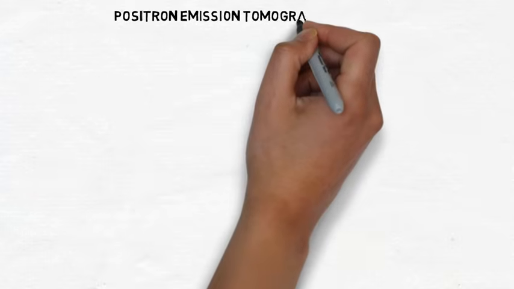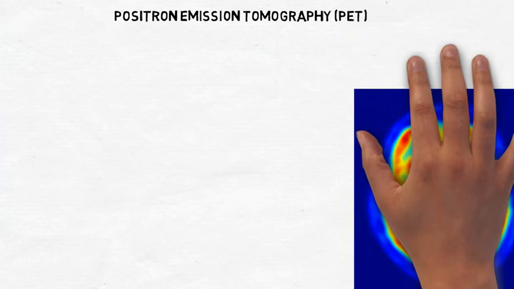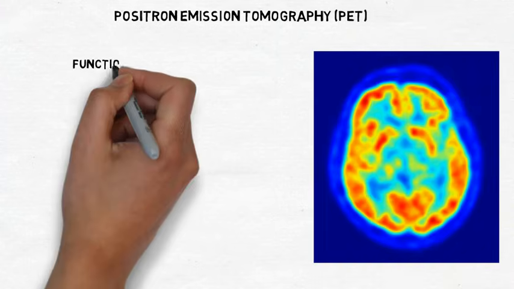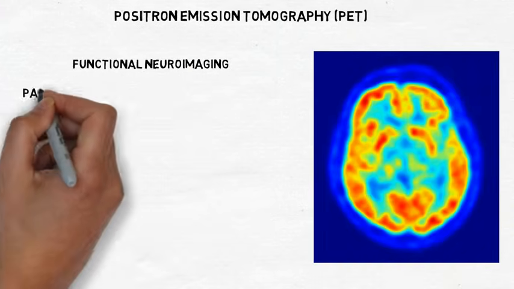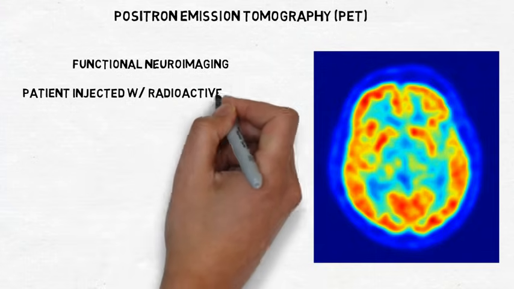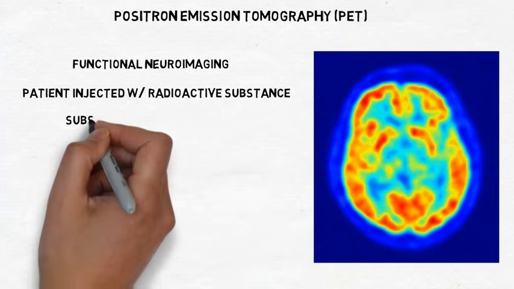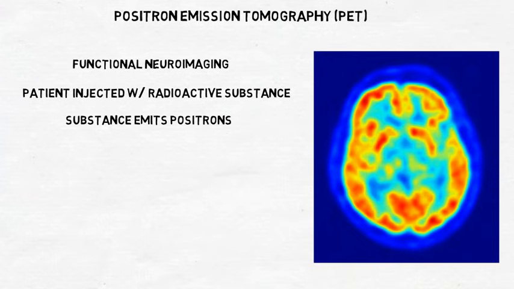Positron emission tomography, or PET scanning, is a way of imaging brain function. To do a PET scan, a patient is injected with a radioactive substance that emits positrons, which then emit gamma rays when they collide with electrons in brain tissue. These gamma rays are detected by the PET scanner.